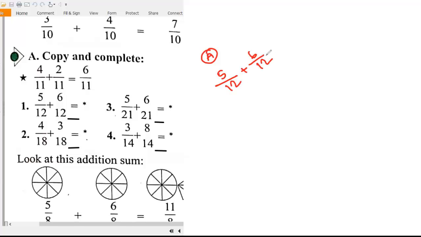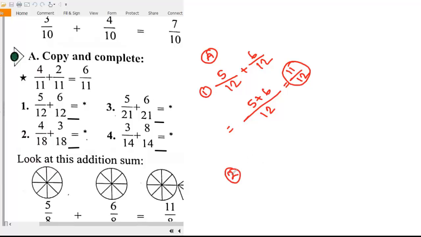If we look at this, these two fractions are like fractions. That means both denominators are same. So if we see this type of thing, then we can say the LCM of these two denominators is 12. Then we have to just add the numerators, 5 plus 6. What is 5 plus 6? That is 11. So 11 by 12 will be the final answer of number A1.